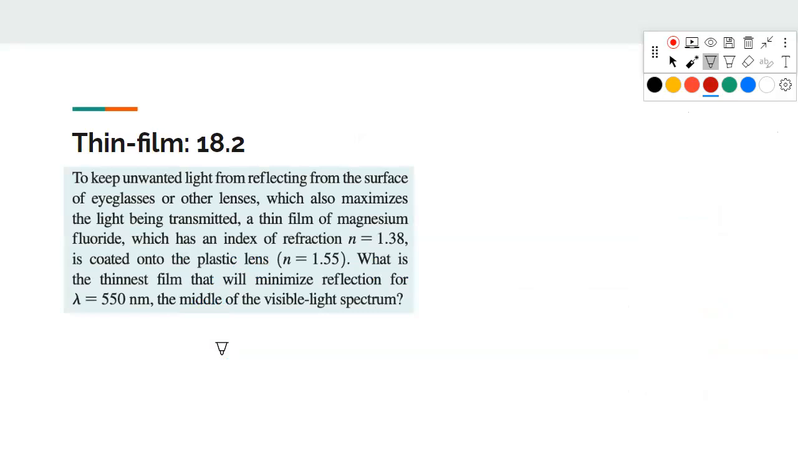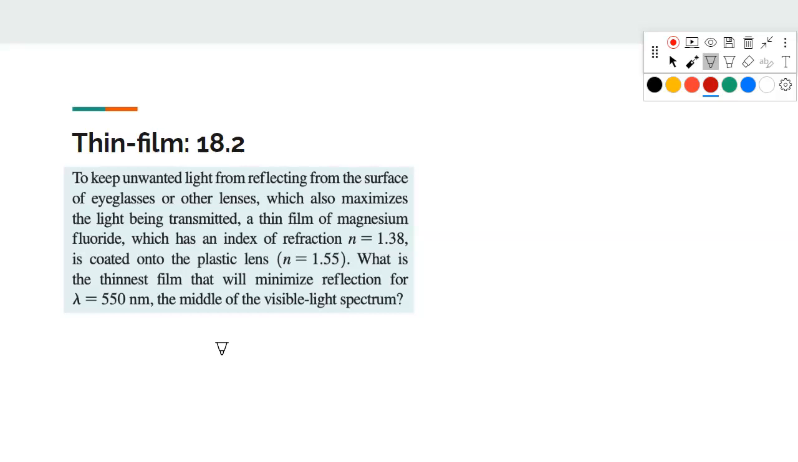make something a little more practical out of these equations. To keep unwanted light from reflecting from the surface of eyeglasses or other lenses, which also maximizes the light being transmitted. So the more we minimize the light being reflected, the more light will come through the lens. This is an important principle. It's basically energy conservation: whatever fraction is reflected, the remaining fraction is transmitted.